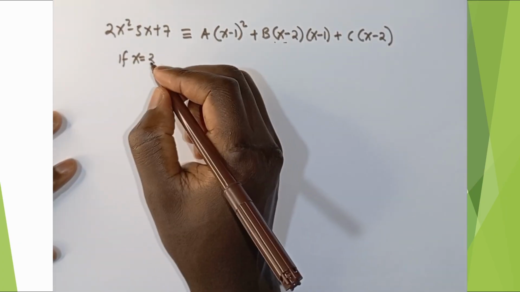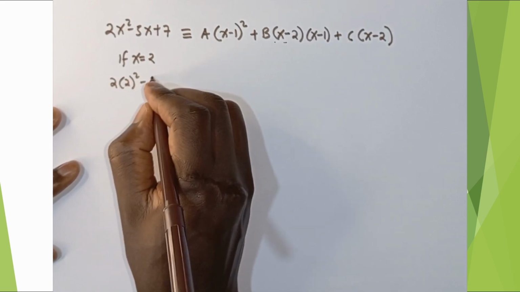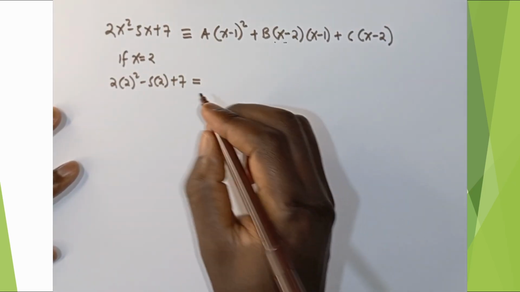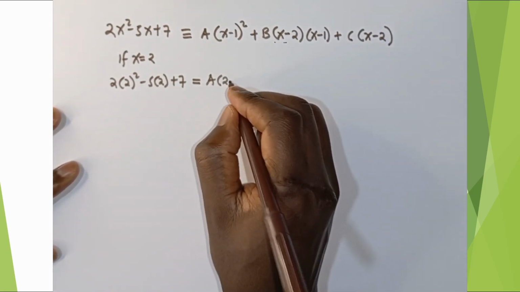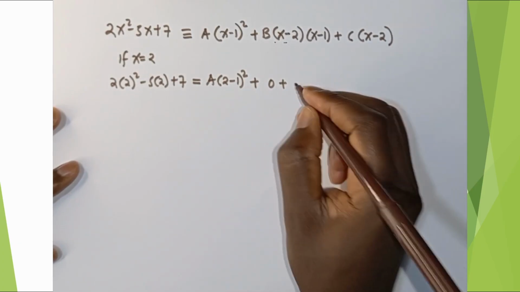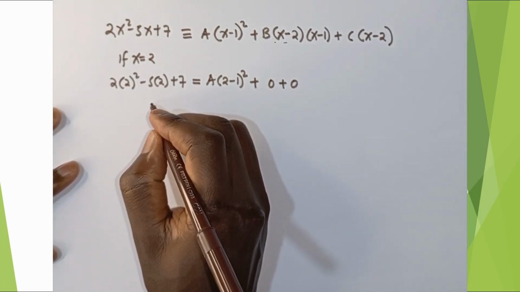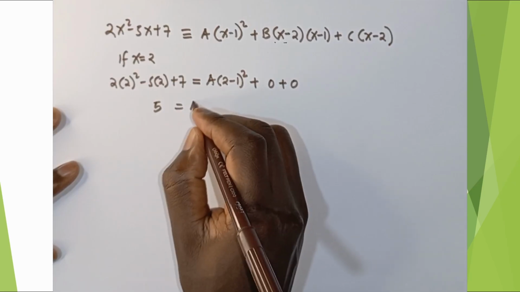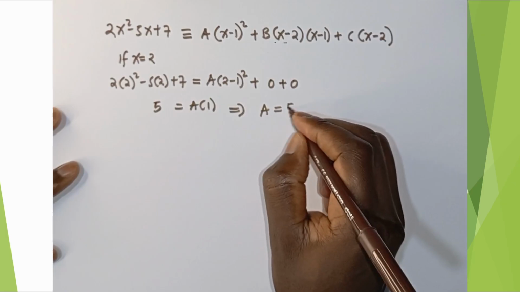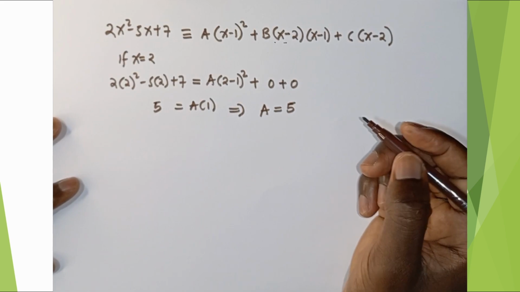So if I let x to be 2, I'll have 2 into 2 squared minus 5 into 2 plus 7 is equal to, and then I will have a into 2 minus 1 squared plus this one will go to 0 and this will go to 0. So when I simplify this, we shall have 5 is actually a into 1, and then this tells us that a can be 5. So if a can be 5, we go ahead to get the next one.